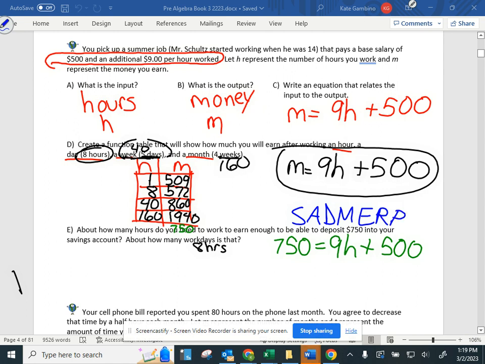SADMERP. What do we have to do first in SADMERP? We have to subtract or add. So I'm looking at my opposite operations. I see plus 500, so I need to subtract 500. Now I can do my division. So I'm going to divide by 9. What is 250 divided by 9?